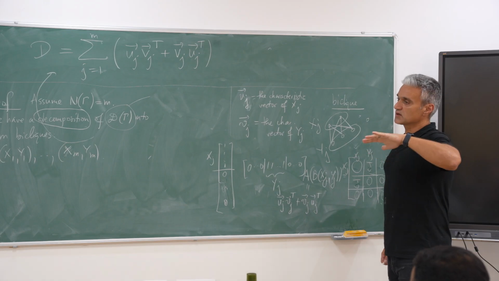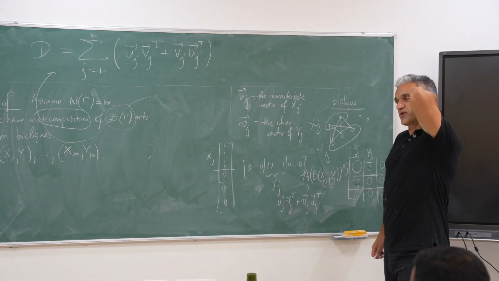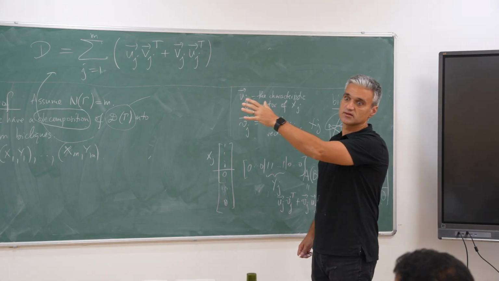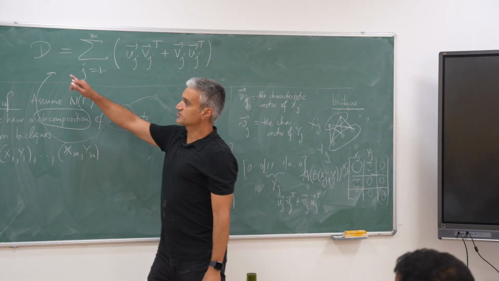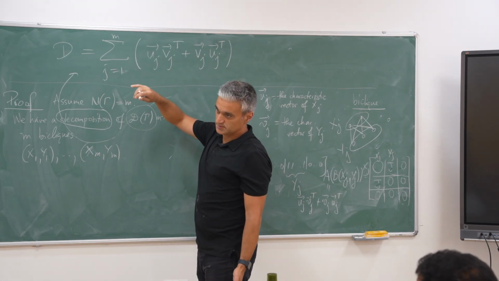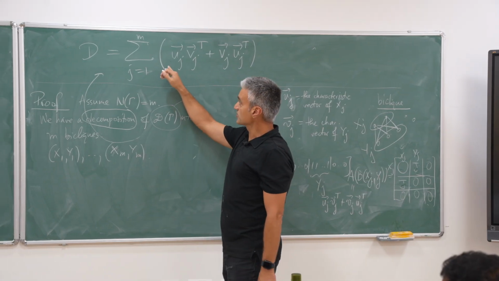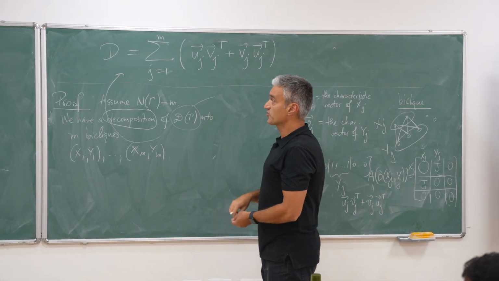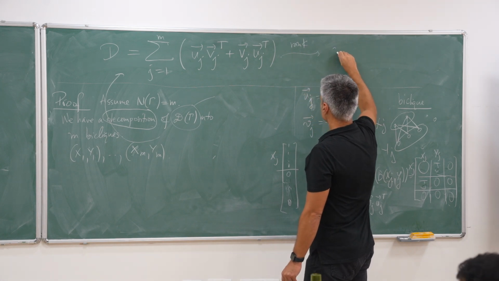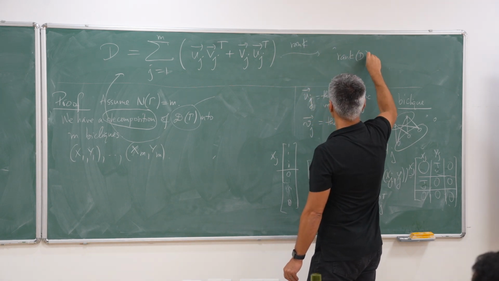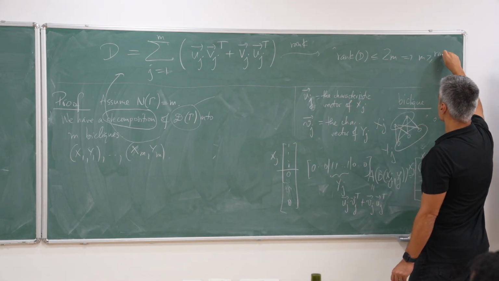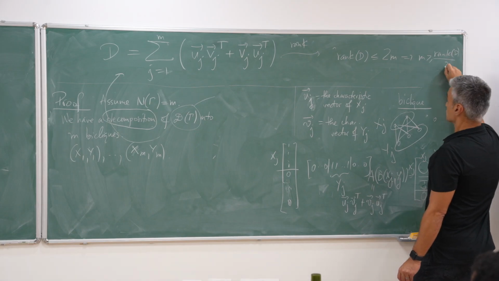So now from here I could get an easy lower bound for m, just applying rank to everything. I can say the rank of D equals the rank of the sum, and the rank of the sum is less than or equal to the sum of the ranks, and for each of these terms I will get a 2. So just by using rank, I get that rank of D is less than or equal to 2m, so m is greater than or equal to rank of D over 2.